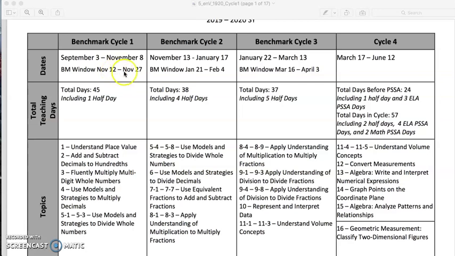If you don't give the benchmark right away, you give it, say, November 25th, that's fine, but please try to resist the temptation to just keep reviewing and reviewing and reviewing because you'll fall behind. The intention is that you keep moving, even if you haven't given the benchmark yet. That way you'll have time to get through the content before the PSSA.